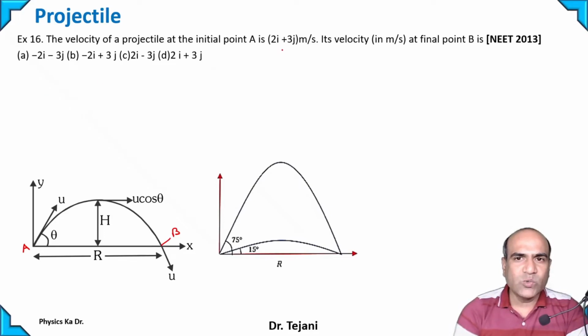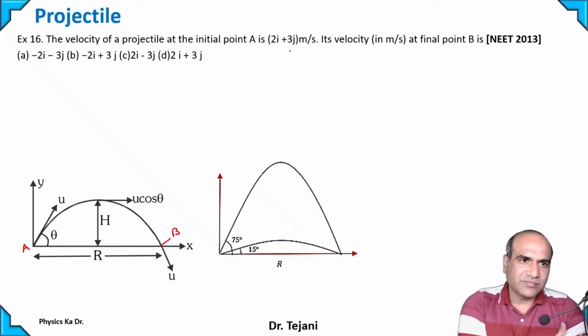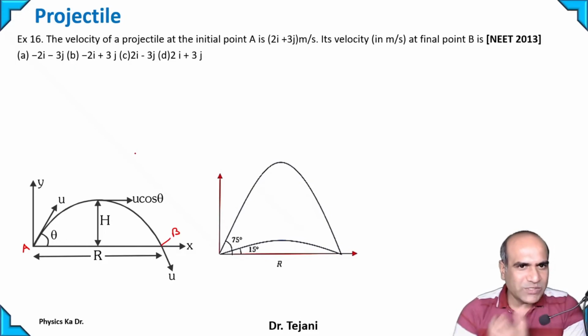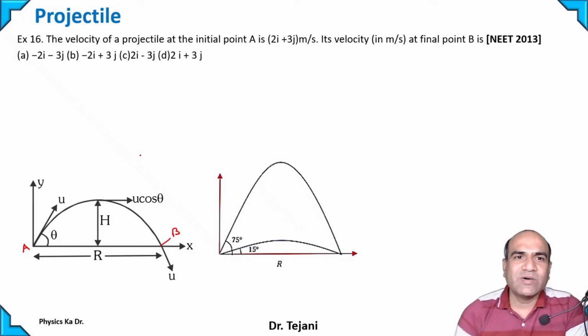A is 2i plus 3j. So option A is given as minus 2i minus 3j. B is given as minus 2i plus 3j. C is given as plus 2i minus 3j. See here, this is the i component, that means the x component, minus 2i, and the y component, that means minus 3j. Is it minus? No, it is plus 3j plus 2i.